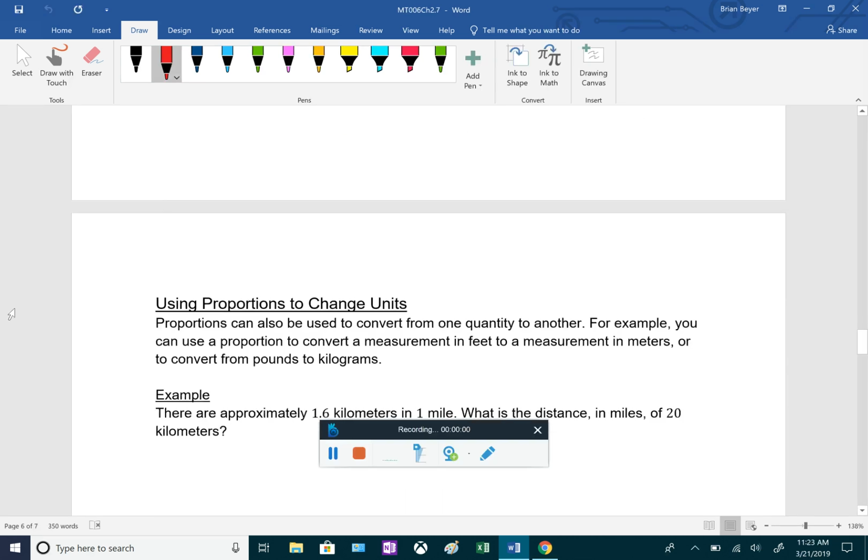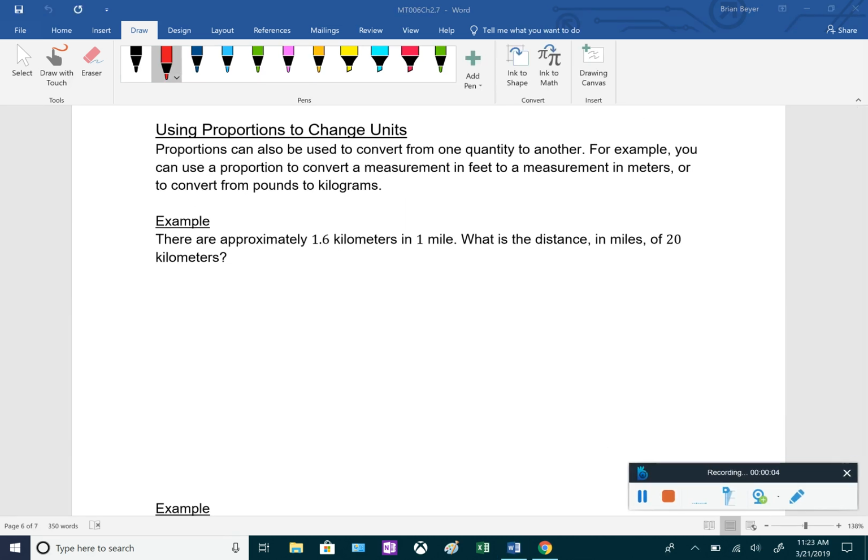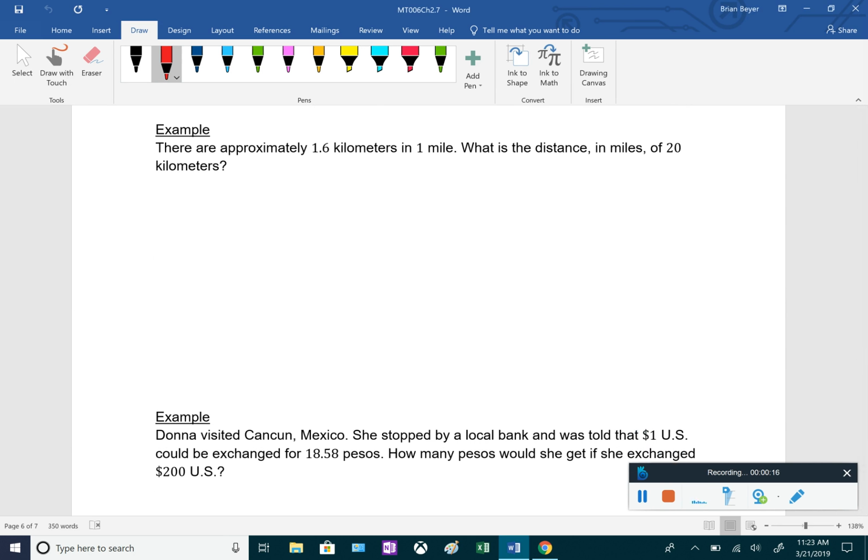Okay, so we can also use proportions to convert units. For example, if we wanted to convert feet to meters or pounds to kilograms, we could set up a proportion to help us solve it. So let's do these examples. There are approximately 1.6 kilometers in 1 mile. We want to know the distance in miles of 20 kilometers.